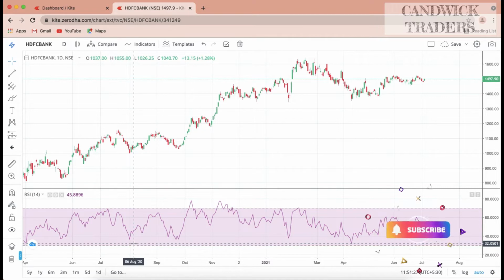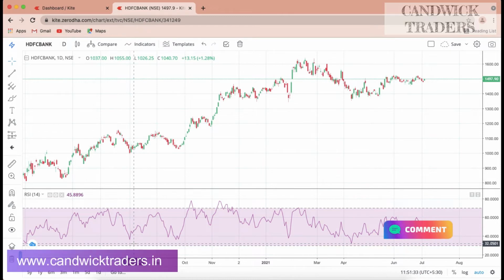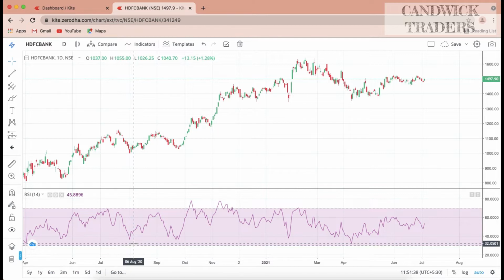In fact, on some days, you will observe that RSI stays above 70 in a continuous uptrend, and in a strong downtrend, it will stay under 30 also. So there is no certain rule that it should bounce from 30 or it should retrace from 70 levels. So this is all about the RSI.